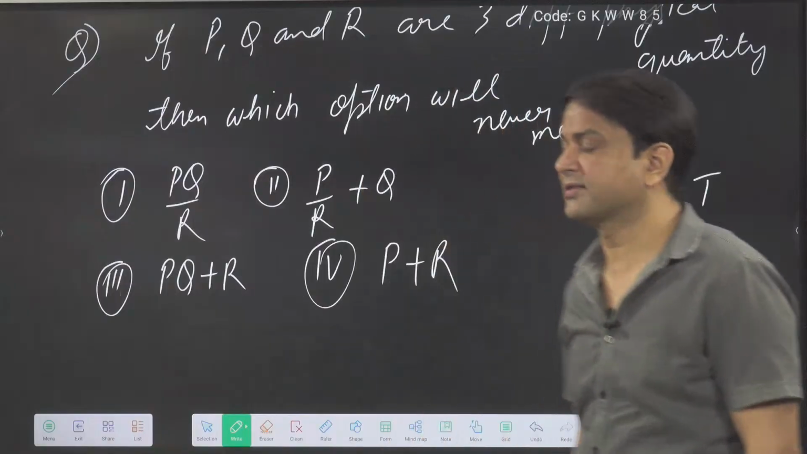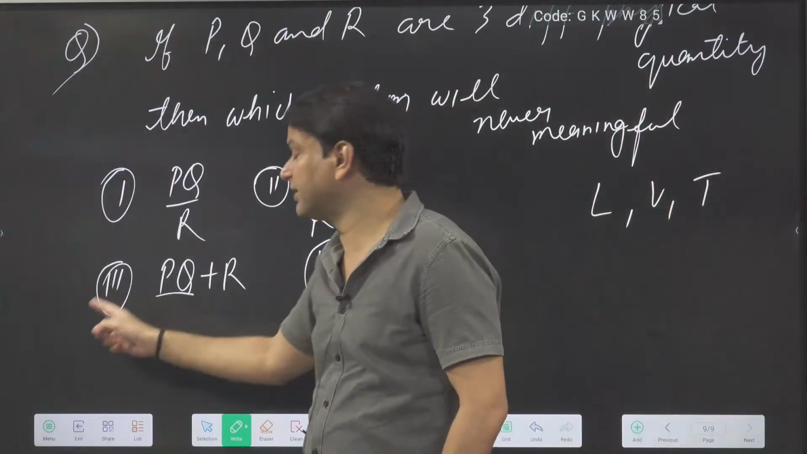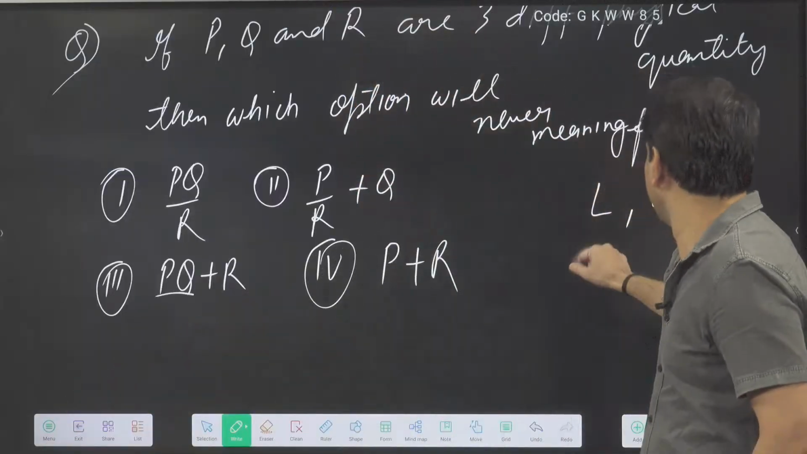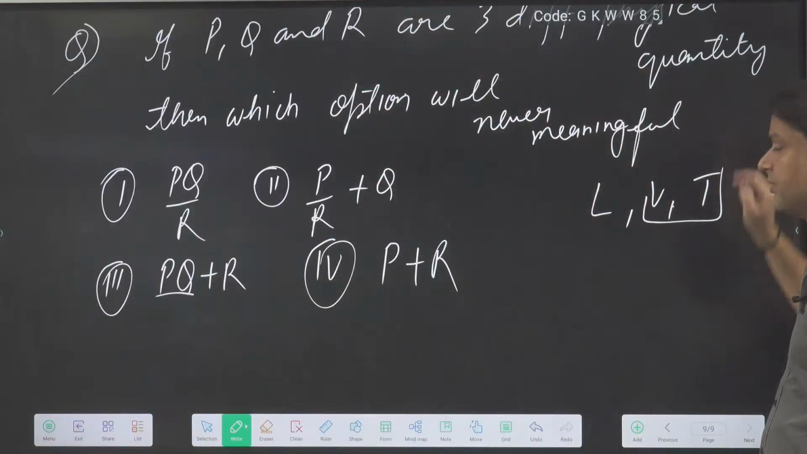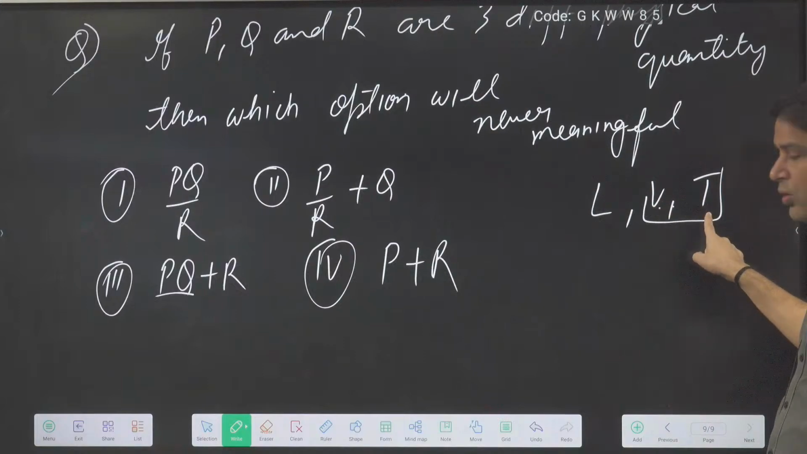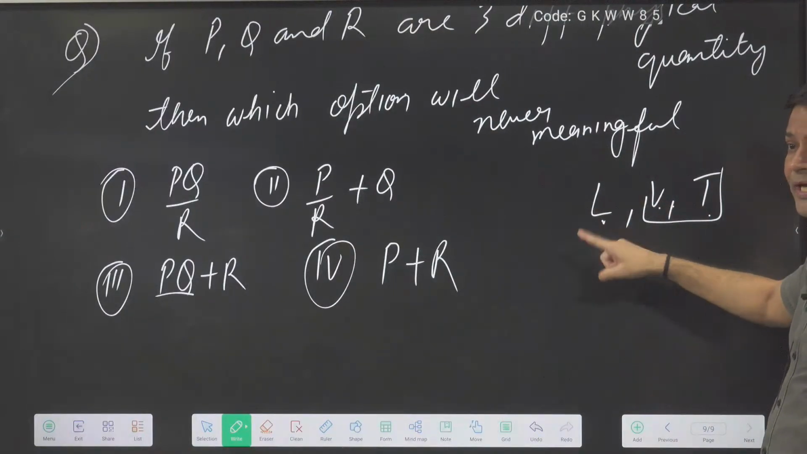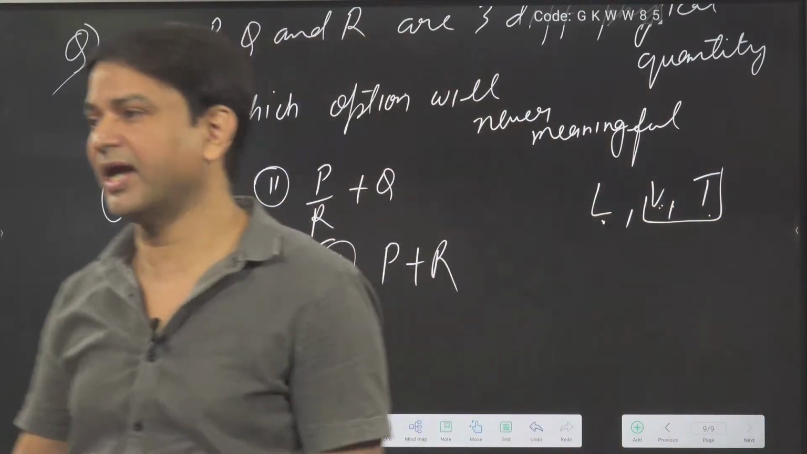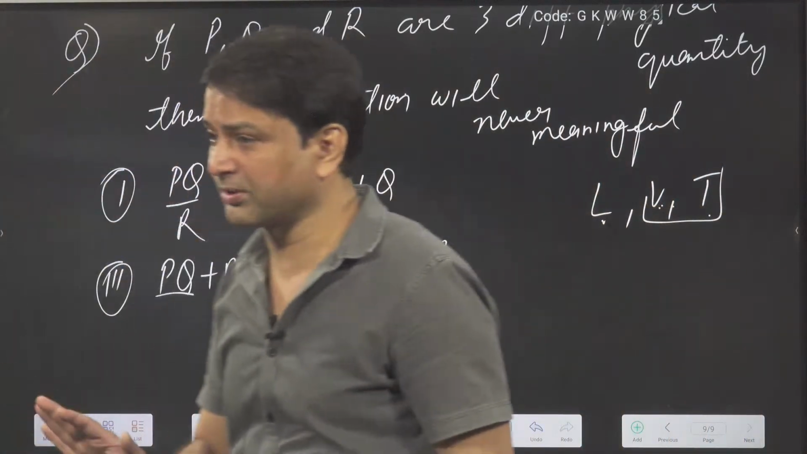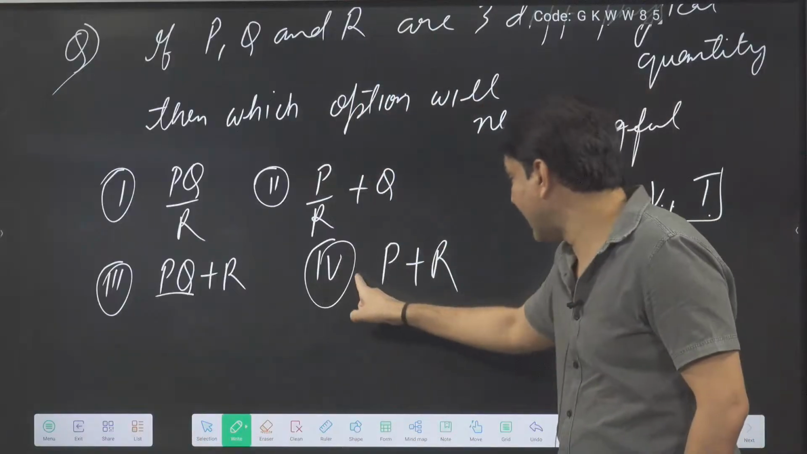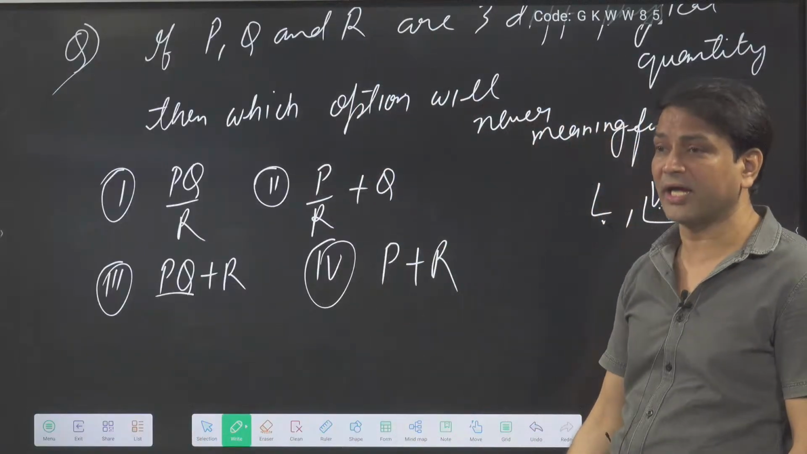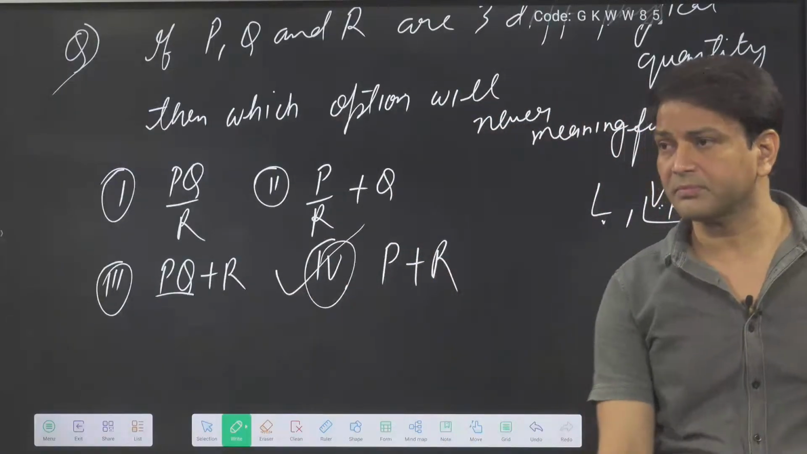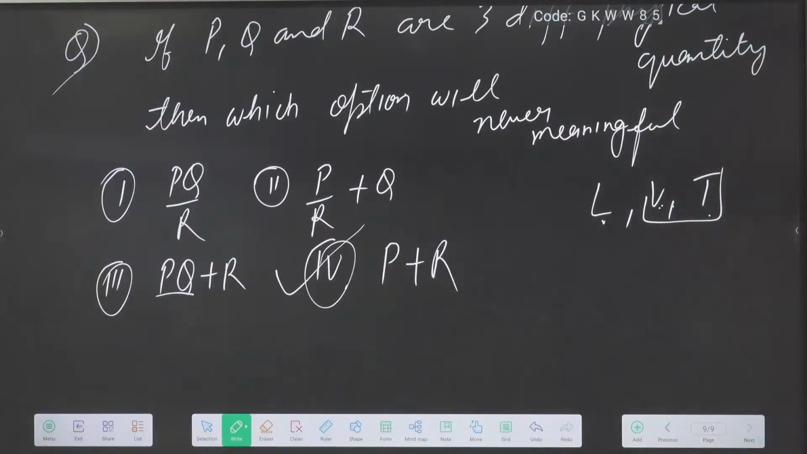Same way, third also we can say. P, Q, R are different, but it is possible that PQ is same as R. Same example: P and Q are V and T, and R is the L. So P into Q, what I will get? Vt. Velocity into time is displacement, that is L. L plus L I can do. So it is possible, not always, but possible. But directly different physical quantities I cannot add. That's why this will never be meaningful. So answer is the fourth one. Everybody got?